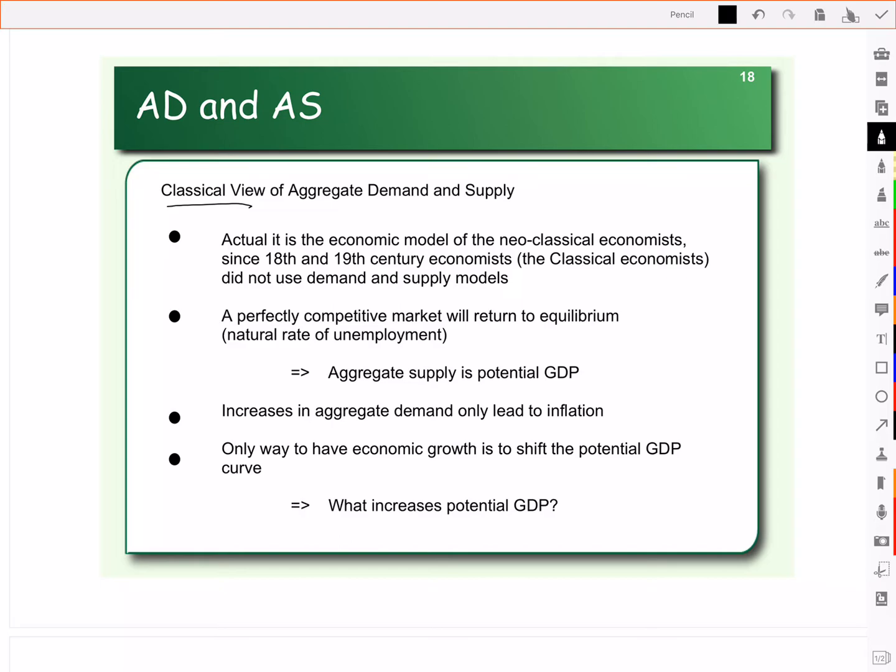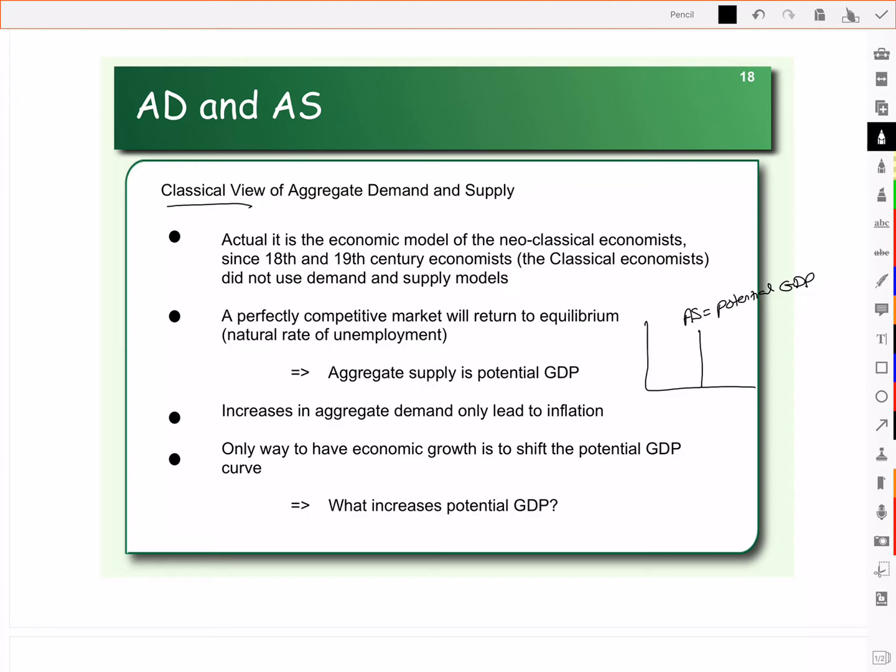Well, if the economy will bounce back on its own, then we don't really need to worry so much about business cycles. Instead, let's focus on the long term. And if you focus on the long term, then what you're looking at is potential GDP. So according to the classical view, when you graph aggregate supply, it just is potential GDP. Okay, we're just focusing on the long run because the economy is going to return back to its natural rate of unemployment.